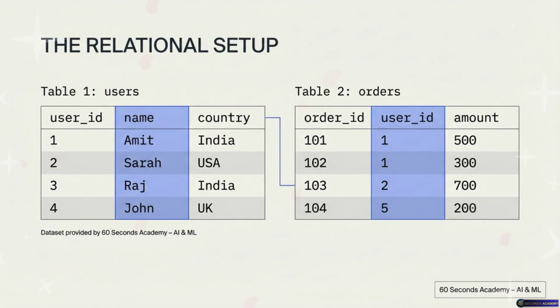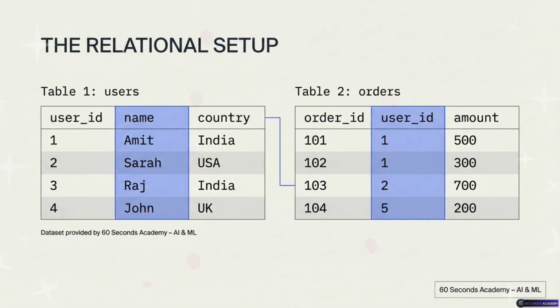Perfect. And the second data set is the orders table. This one contains an order_id, a user_id, and an amount. So this is our transaction log. Right. And looking closely at the data, we have order 101 for user 1, Amit, for an amount of 500. We also have order 102 for Amit for 300. Okay, so Amit is a repeat customer. Yep. Then there is order 103 for user 2, Sarah, for 700. And finally, order 104, which is logged to user 5 for an amount of 200.